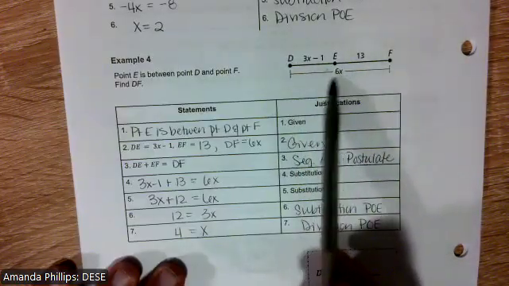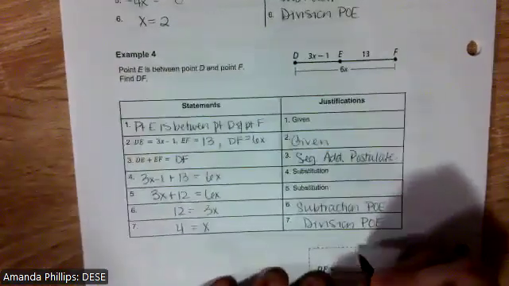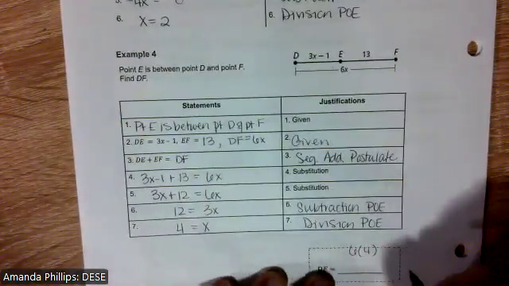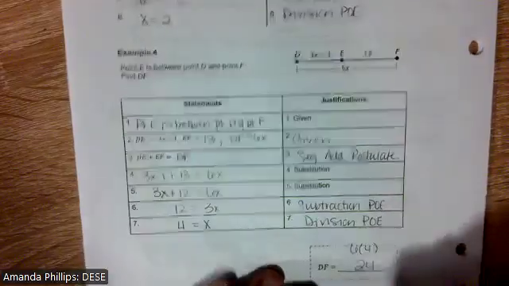So DF is the full length, which is 6x. And so I would do 6 times 4. And so I get 24.